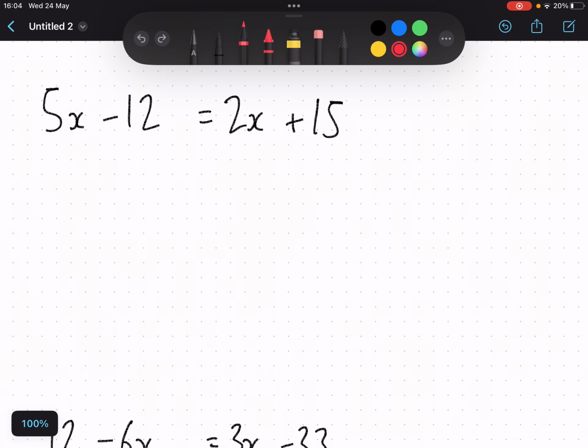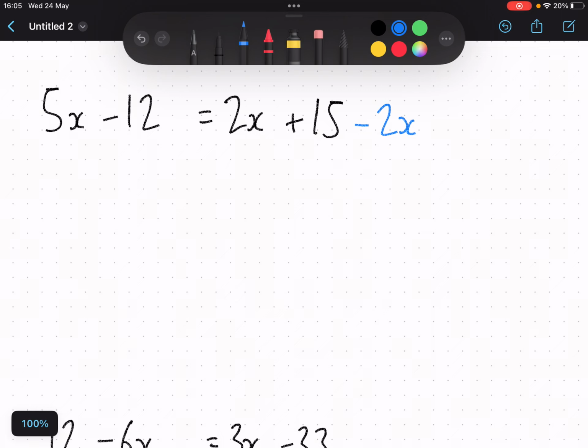So I'll get rid of the 2x first on the right hand side. You're getting rid of the entire 2x here. You're not getting rid of just the 2 in front of the x, so you're not dividing by 2. You are subtracting 2x from the right hand side. You want that 2x gone from the right hand side.